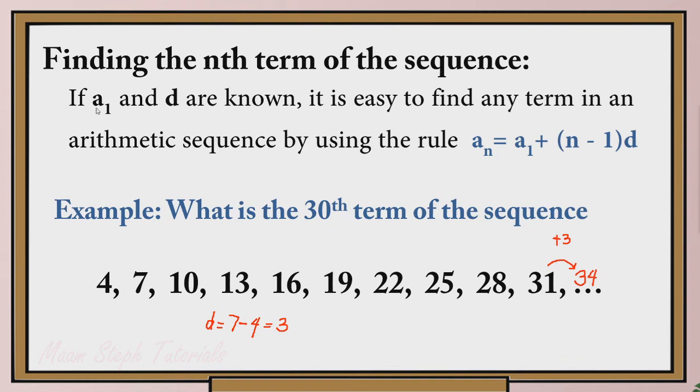According to this, if a sub 1 or yung first term at saka yung common difference, kung alam natin ang dalawang to, we can easily get any term at any position in our arithmetic sequence using this formula. Okay? So, a sub n, ibig sabihin yung position na hinahanap natin, yun yung n, equals the first term plus the quantity of n minus 1, yung placement ng term, times the common difference. So, ito yung tatandaan nating formula.